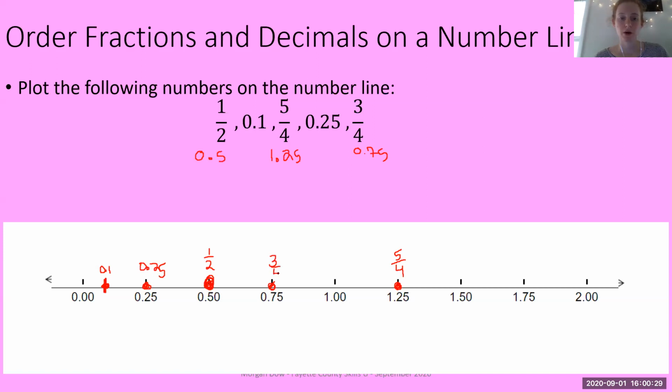And there we go. We've got our 5 numbers plotted on this number line. And we can see again what those numbers look like in order. First we have 0.1, then 0.25, then 1/2, then 3/4, then 5/4.